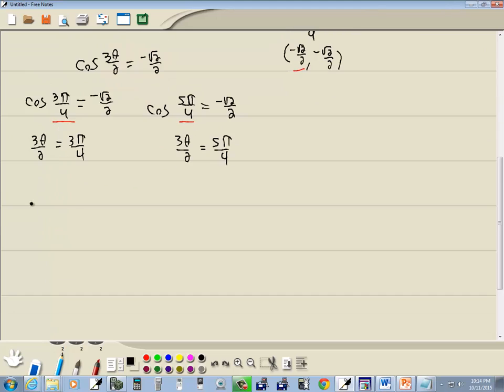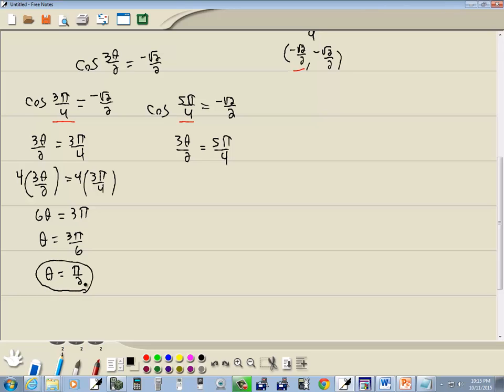Well, I'm going to get rid of my fraction here, so I'll multiply both sides by 4, the LCM of all my denominators. Multiply this by 4. So 4 times 3 is 12, divided by 2 is 6. We got 6 theta is equal to 3 pi. Divide both sides by 6, and you get theta is equal to 3 pi over 6, or theta is equal to pi over 2. That's definitely an answer. It's not past 2 pi.